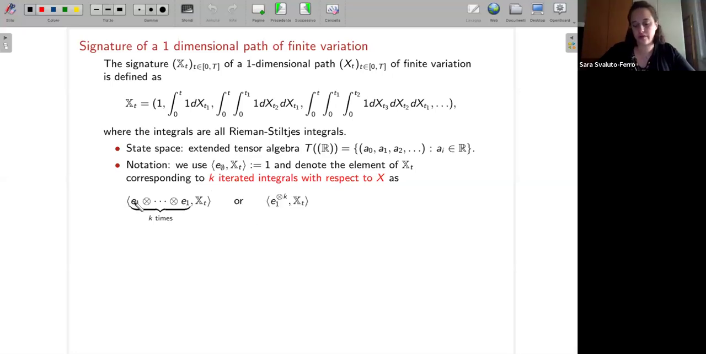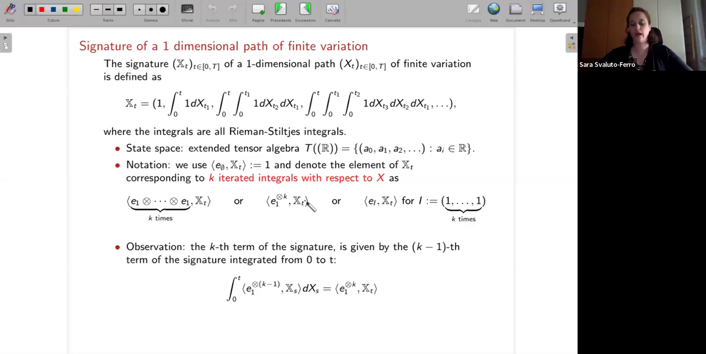It's not the only notation that we use. Instead of writing one after each other, we can write it with an exponential or with a vector, like here. In this capital I, we can say who we integrated with respect to whom and for how many times. So in this case, we integrate the one and only component again and again with respect to itself, k times. With the bracket, we access the component of the signature.